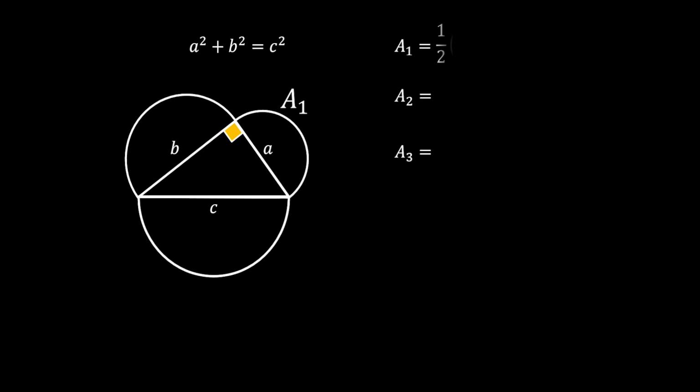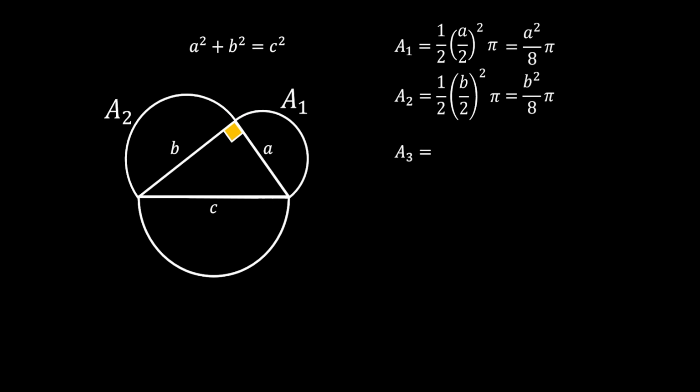Now this means that the area is equal to 1/2 of A over 2 squared, which is the radius squared, times pi. And we can simplify this as A squared over 8 times pi. We can repeat the same process for the area A2 for the semicircle on the left, only this time the radius will be B over 2, and we will get that the area is B squared over 8 times pi, and finally the same thing for the area A3 for the semicircle on the bottom, and we will get the area C squared over 8 times pi.